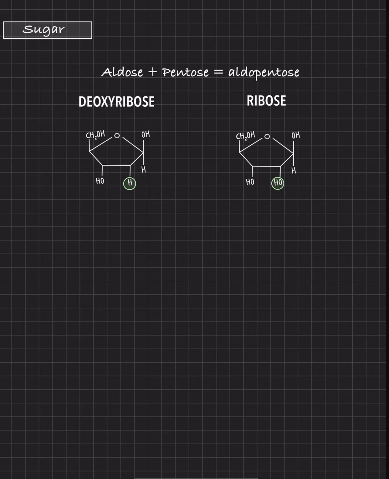Another way you can look at it is it's ribose without the oxygen for deoxyribose. Again, deoxy means without oxygen, so it's lacking an oxygen. So it's the same structure as ribose, it's just lacking that oxygen. Now, why is this important?